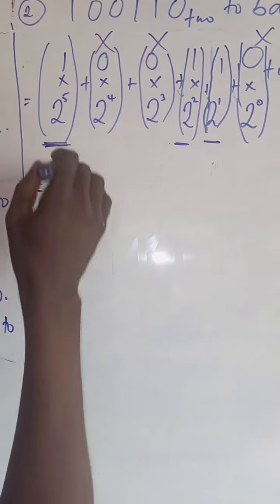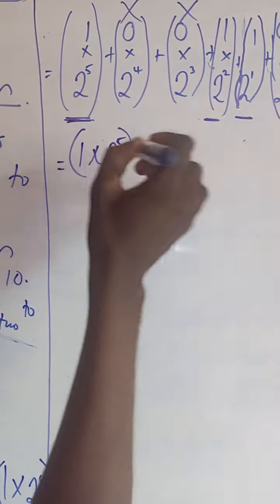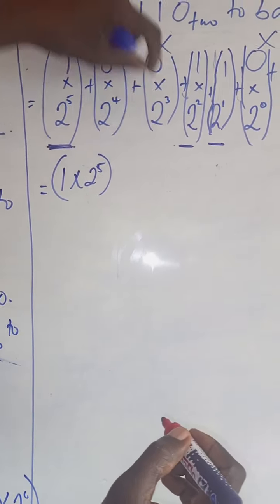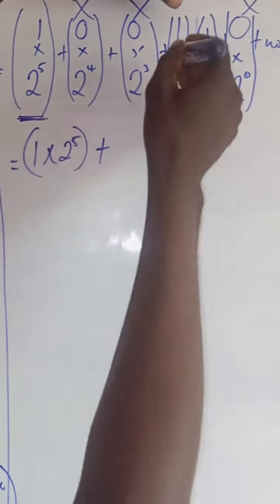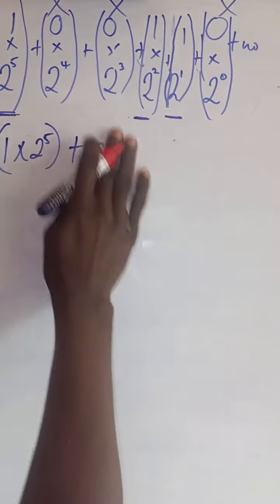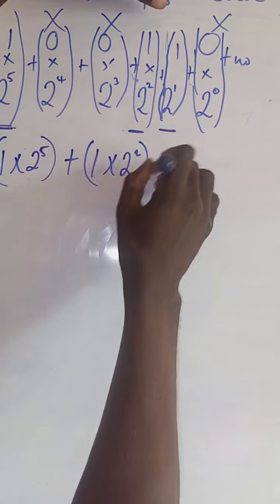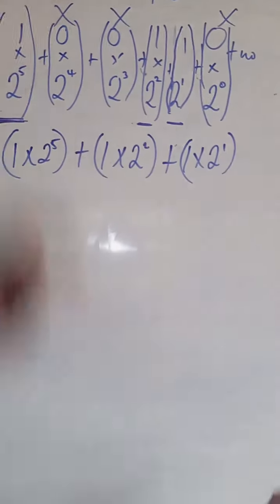So this one now, we have 1 times 2 raised to power 5. We'll leave this since it's a 0 here. If you multiply anything by 0 it gives us a 0, so let's forget about it. Then we'll come here, plus 1 times 2 raised to power 2. Then this one, 1 times 2 raised to power 1, and this one we will leave out.